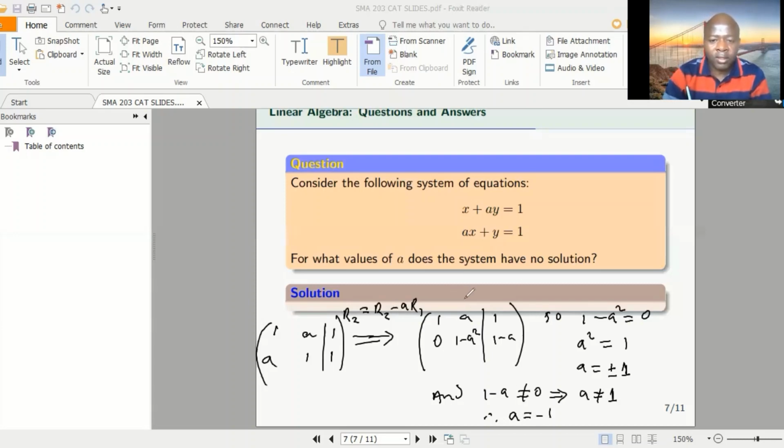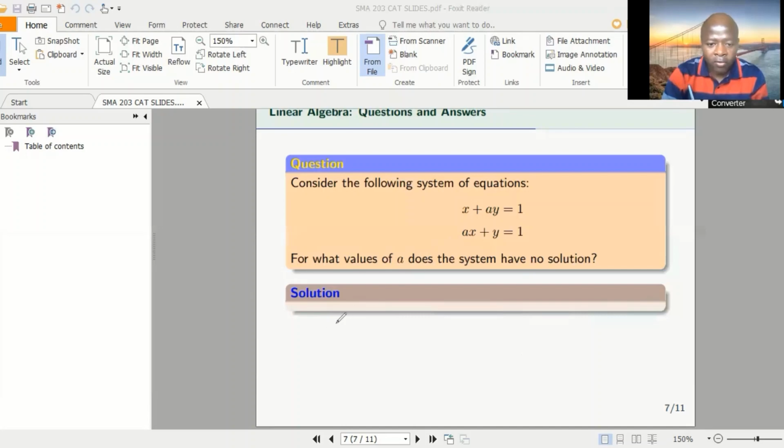Now, so just let me add some questions here for you to do as homework. But just on this question, I've answered how to get the value of A, what the value of A should be if this system has no solution. What about, what should be the value of A? Now this one you try it.